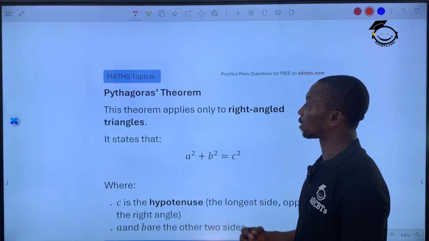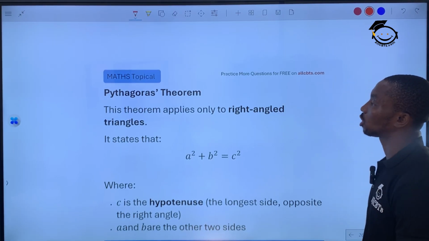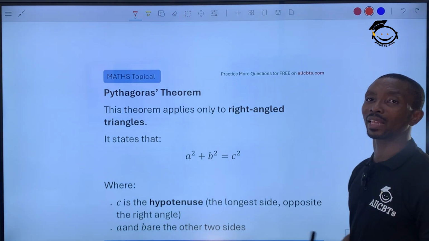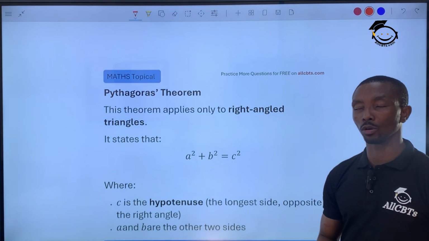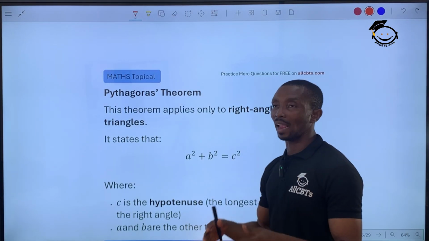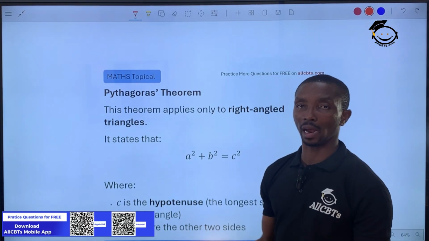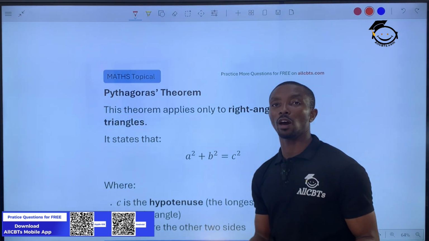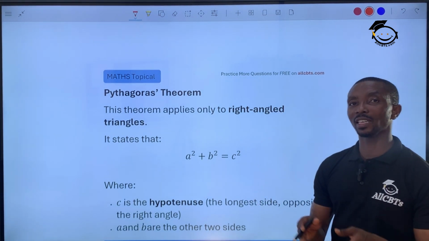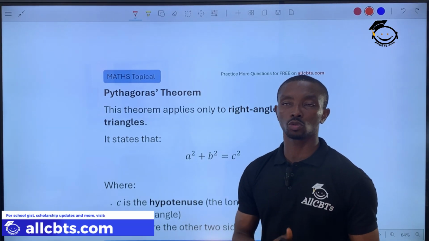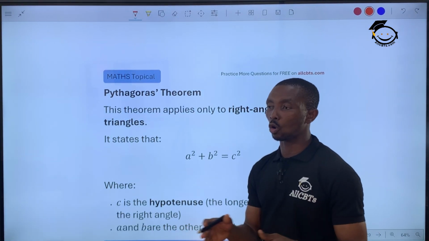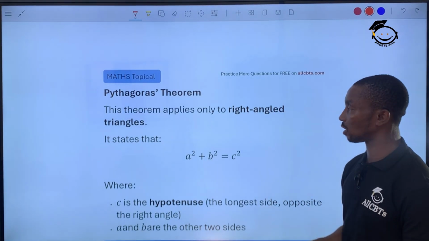Now, looking at Pythagoras theorem, it is applicable only to right angled triangles, and it states that in a right angled triangle, the square of the hypotenuse is equal to the sum of the squares of the other two sides, which are referred to as your opposite and adjacent.